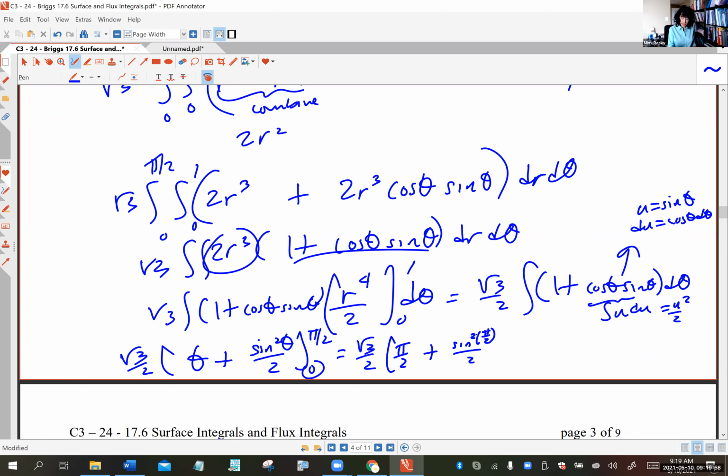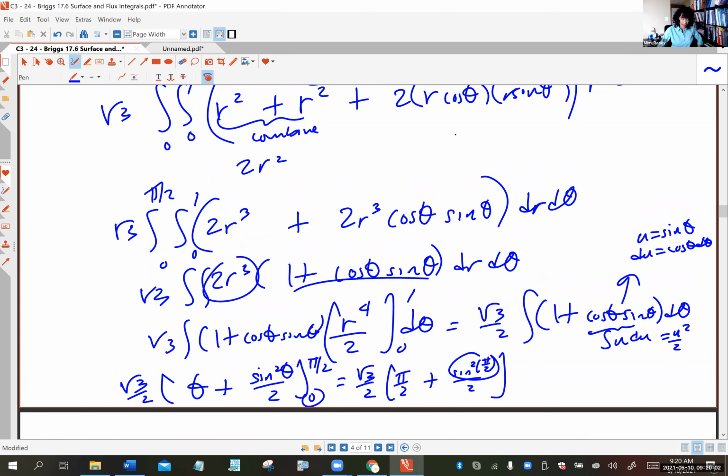And I hope you remember that sine of pi halves is a nice number. What is it? Anybody know? Sine of pi halves? It's not 0. 1. Yeah. So you got that. So you're like, oh, so square root of 3 halves, pi halves, plus a half. And that is your final answer.